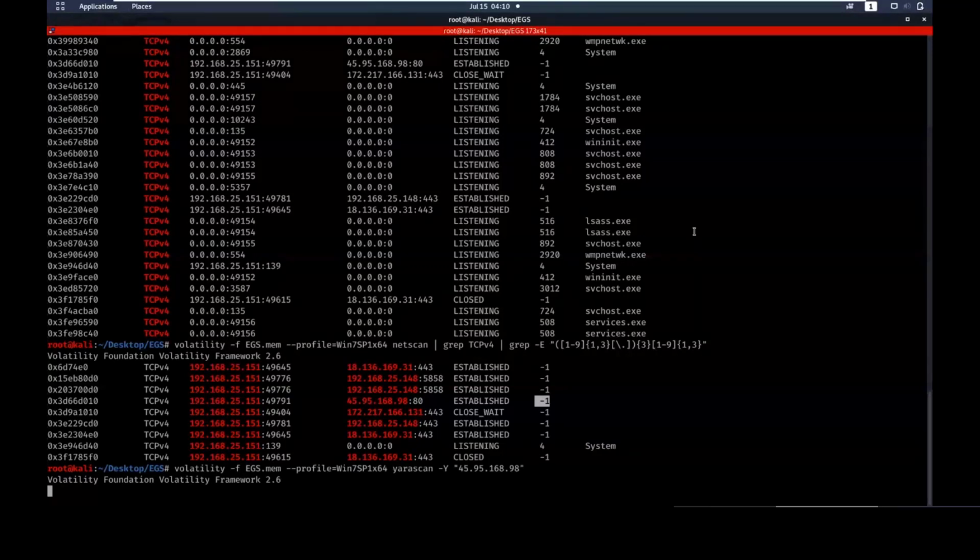Okay, here we go. So Yara is a plugin for Volatility that helps us look for a pattern. Here I simply ask Volatility to use the Yara scan and look for this pattern, and we can find it here right in front of us.